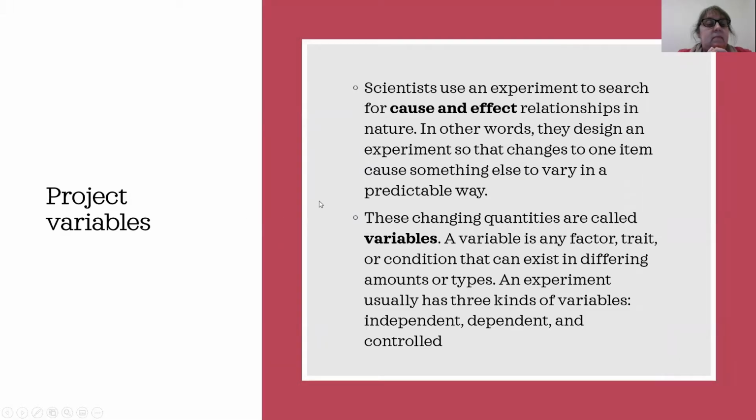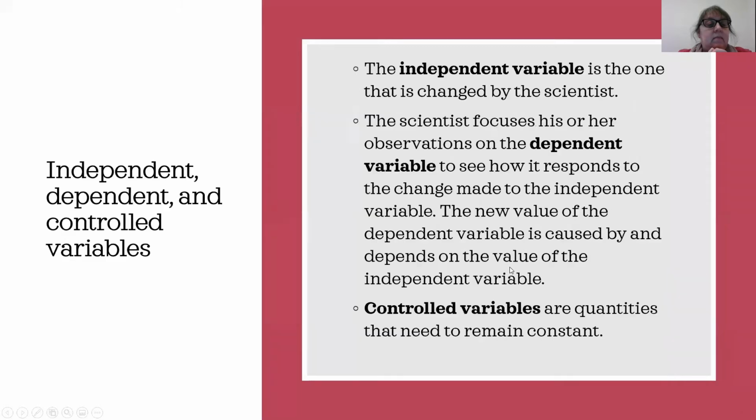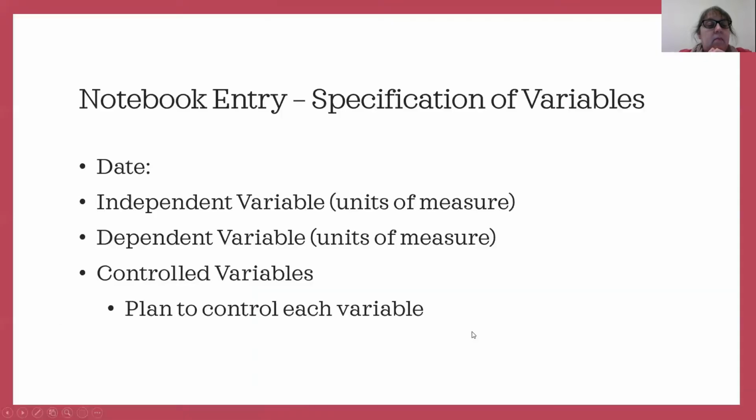So we've talked about creating your variables, your cause and effect, and the variables that change: the independent variable, and your dependent variable being the one that you measure. The independent variable is the one that is changed by the scientist. The dependent variable is the one that responds to the change. So if the temperature cools, then the water does not dissolve as much sugar, right? So that's your dependent variable. And then your controlled variables are all those other quantities that are kept constant.